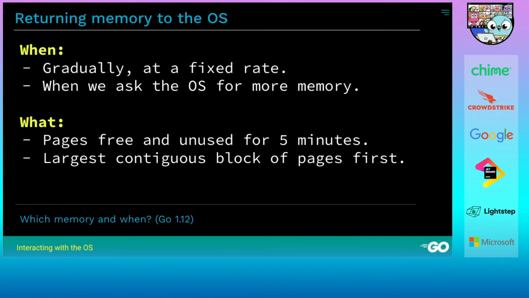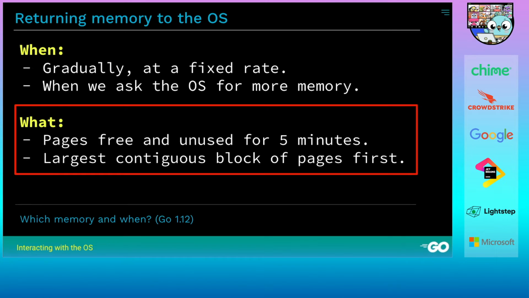So let's instead do it in the background, gradually and at a fixed rate. And so why fixed? It's easier to reason about and avoids us having to drop a whole lot of memory quickly at once, right? We can just take our time and steadily return memory to the OS. This also lets us bound the amount of CPU overhead that we use in returning memory to the OS. So this fixed rate can be set such that we don't use more than, let's say, 1% of your application CPU time.